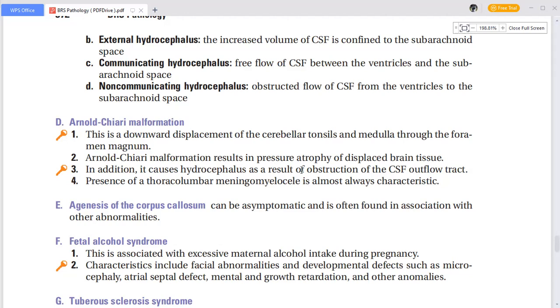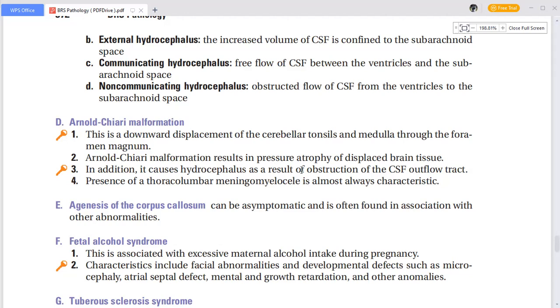Presence of thoracolumbar meningomyelocele is almost always characteristic, meaning that if you see a baby born with a thoracolumbar meningomyelocele, we've talked about meningomyelocele. We said meningomyelocele is a congenital malformation characterized by the presence of the meninges outside with the spinal cord. They are just outside. So if you suspect the fetus to have that, there are high chances that the baby is having an Arnold-Chiari malformation.